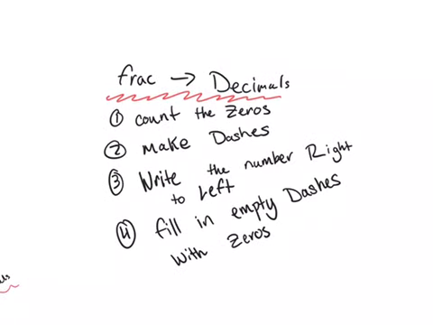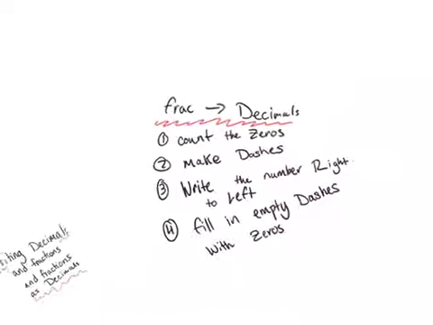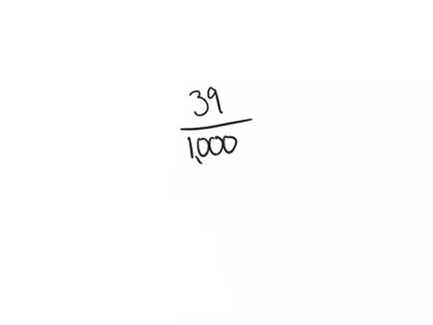First up, count the zeros. How many zeros are in the denominator, and what I'm showing you now works for numbers like 10, 100, 1,000, 10,000, 100,000, etc. Okay, so we're going to count the zeros. I want you to make dashes for each zero you count. Write the number then from right to left, and then fill in any empty dashes with zeros. So let's take a look at some examples.